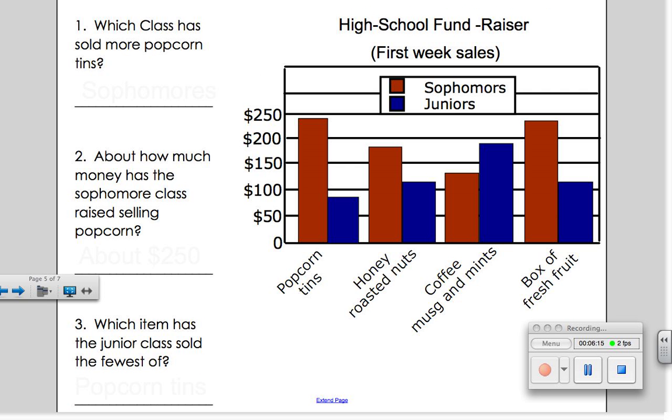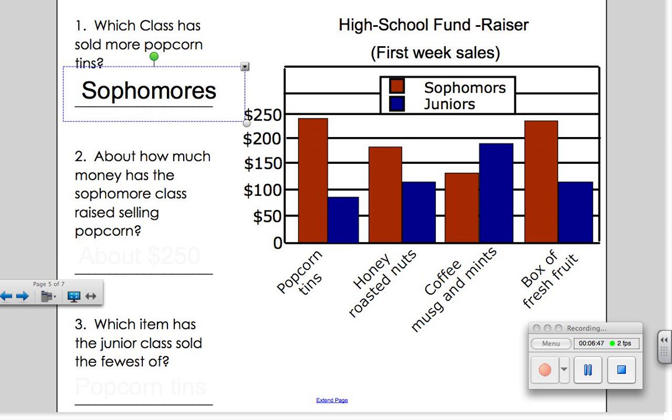We have one more graph to look over, and this is giving us information about a high school fundraiser. You can see that this bar graph is a little more difficult because it gives us 2 sets of data. How much the sophomores raised and how much the juniors raised. Number 1, which class has sold more popcorn tins? Well, you can clearly see that the brown bar is higher than the blue bar, and the brown bar shows us that the sophomores sold more popcorn tins.